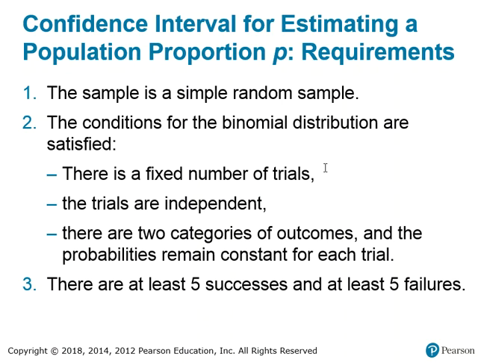I need to make sure the trials are independent, that one trial is not affecting another trial. I need to make sure that there's only 2 outcomes. So you have Facebook, you don't have Facebook in the situation that we were talking about earlier. You voted for the candidate, you did not vote for the candidate, or you voted for a second candidate. The last thing that you need to make sure happens is you have at least 5 successes and at least 5 failures. If that is not true, then you need to find a different method.